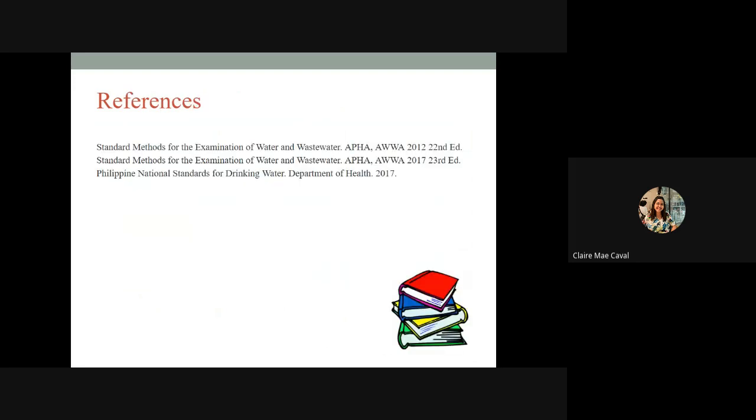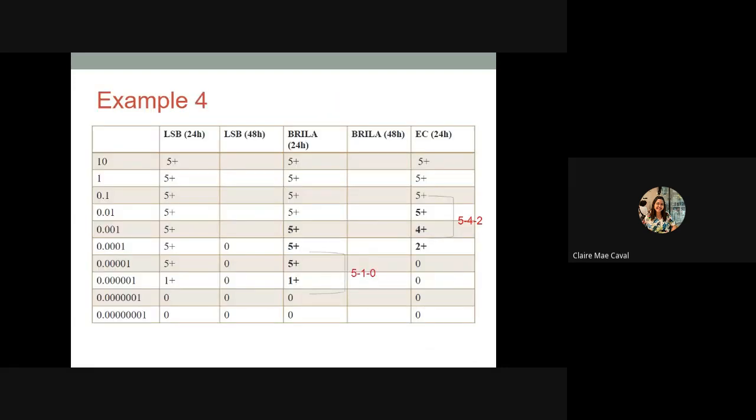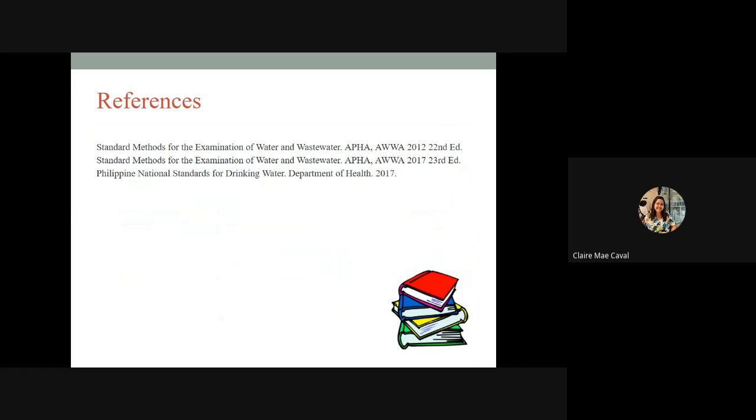So these are the references again. That's all about the multiple tube fermentation technique. Just remember the basics, class: the temperature requirement, the time, the culture media used, and the methods, as well as the principle of the methods. So that's all again about the multiple tube fermentation technique.